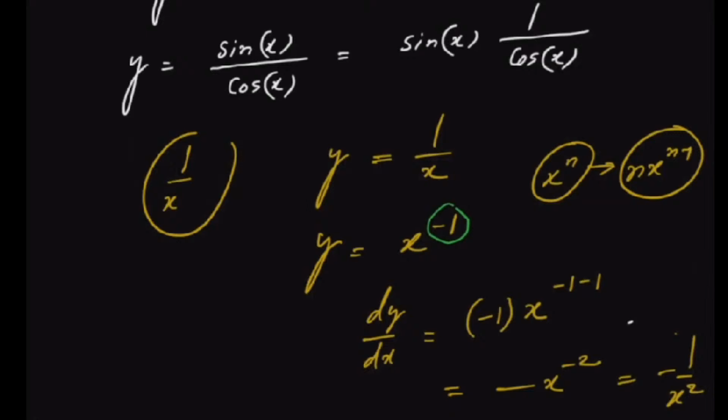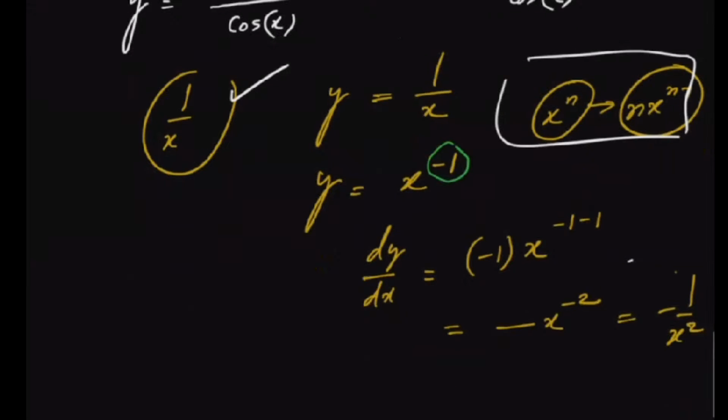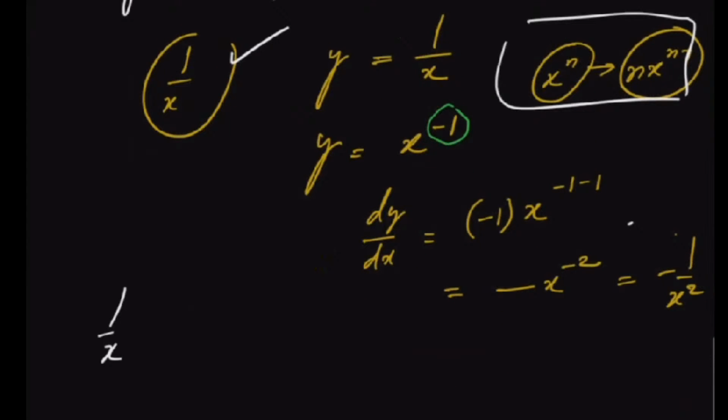Actually, you can use this formula to get the derivative, but it is better to remember the derivative of 1 by x. You have to keep this expression on your fingertips because it appears a lot in the problem. So the derivative of 1 by x is what? Minus 1 by x squared. Okay, you remember this. Derivative of 1 by x is minus 1 by x squared. And this we got using the formula which we already derived. Clear? Now let us go back to our problem.